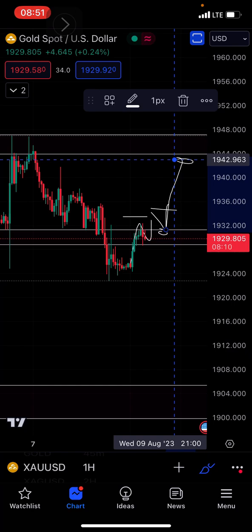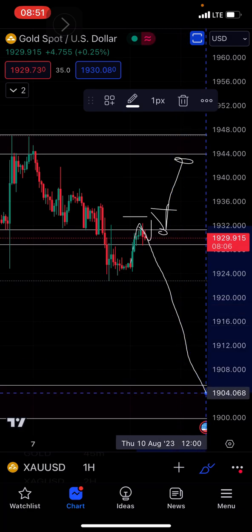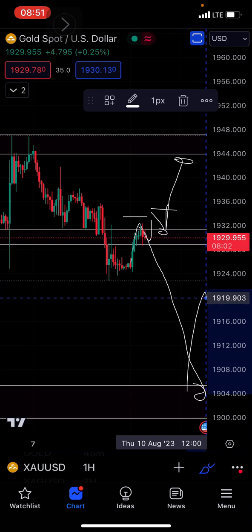Anything that makes us not recover it, trust me, 1,910, 1,900 here will come before we recover a little bit and go to 1,880. Are you getting it? So that's what I have here for you right now.